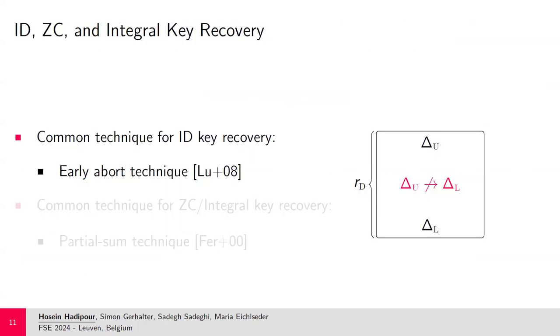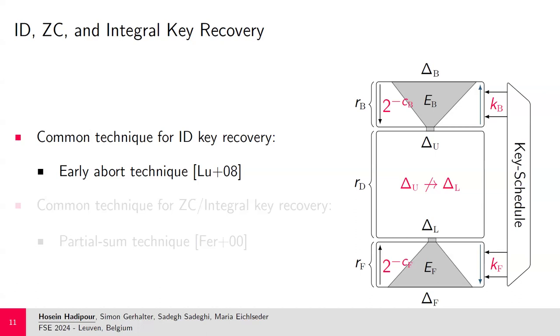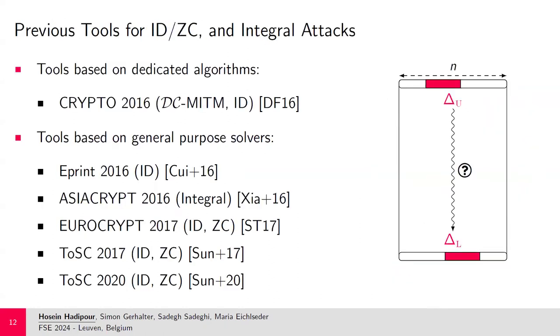But a distinguisher is only the first step of finding a complete key recovery attack. We typically extend the distinguisher at both ends to identify the involved keys, which keys should be guessed, and these keys might be related through the key schedule. Overall, finding a key recovery attack is a very hard combinatorial optimization problem. And that's why there has been a lot of research to automate this process. But what is the research gap?